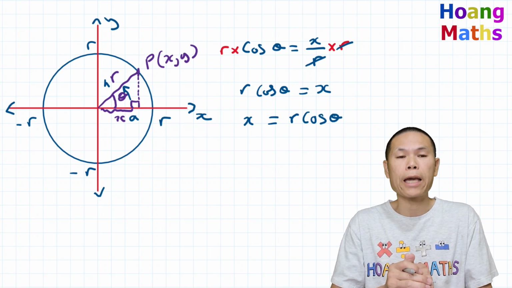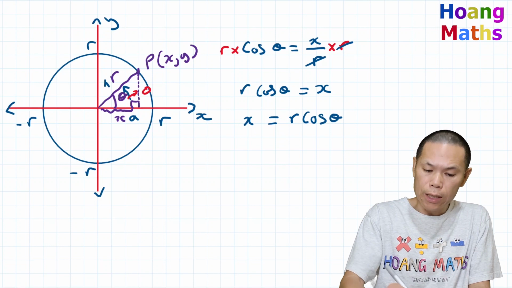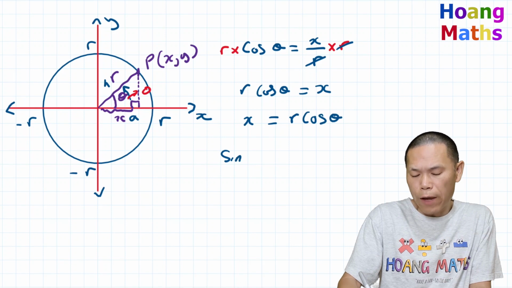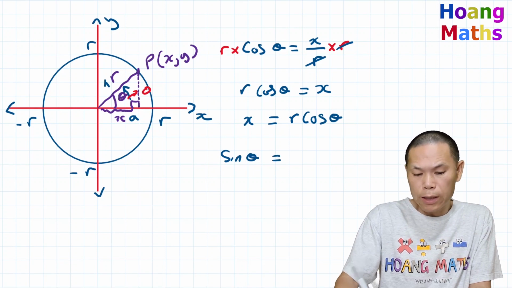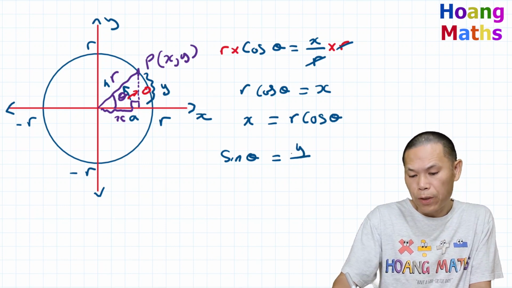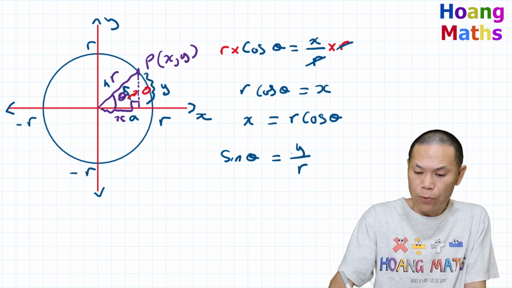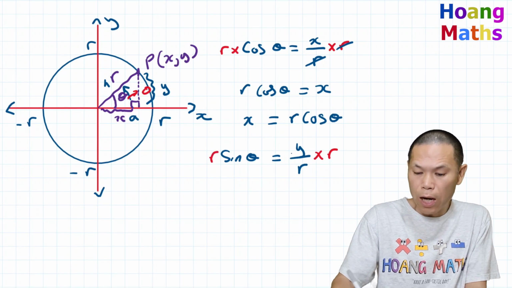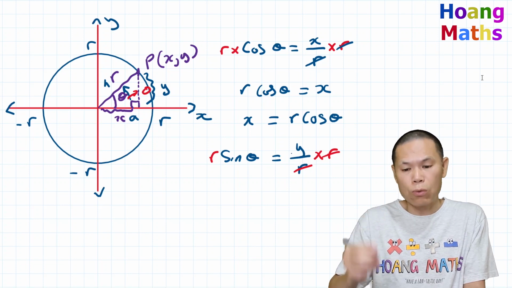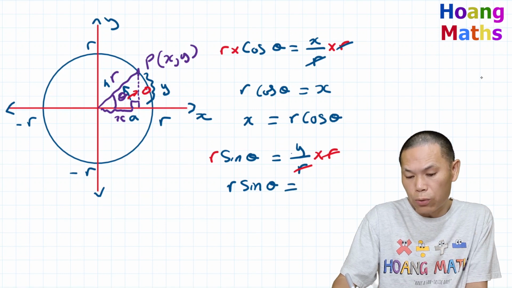Now similarly, I can find the y coordinate. So we have the opposite here and then the hypotenuse, which is sine. So sine of angle theta equals the opposite, that is the y value, over the radius, that is r. If I times r on both sides, this cancels out. So this means that r sine theta is equal to y.